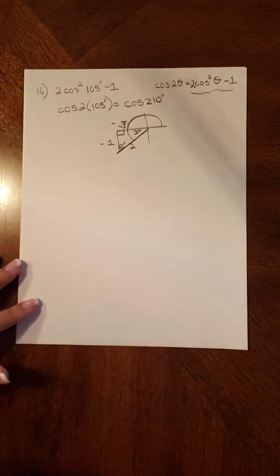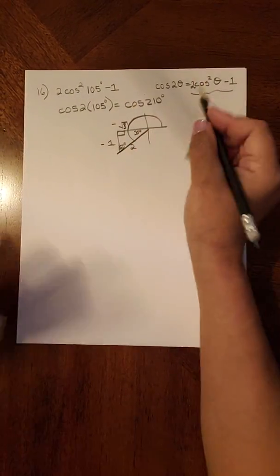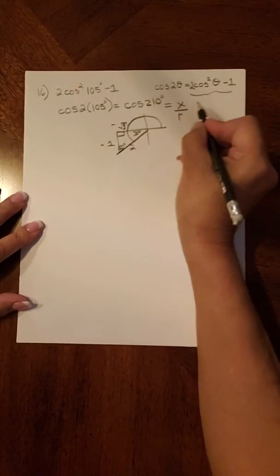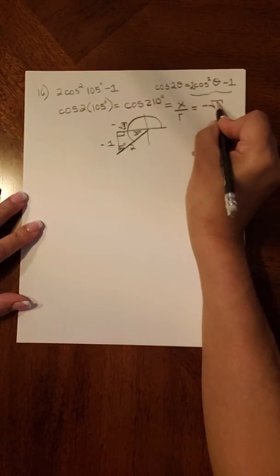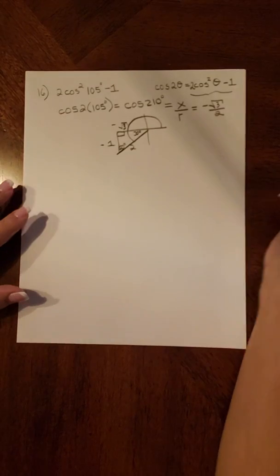And then this will be 2. Finish the problem using the picture and the definition of cosine, which is x over r. So in this case, the x is negative square root of 3, and the r is 2.